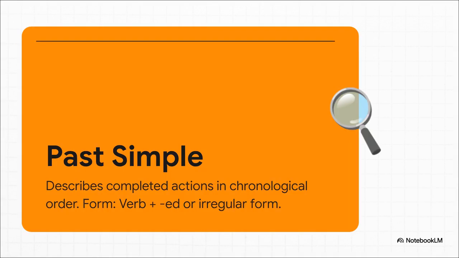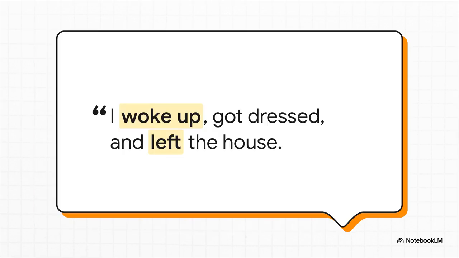Now, the form itself is usually pretty easy. You just add ed to the verb or you use one of those irregular forms. But its function is what we really care about. You use the past simple to list completed actions, one after the other, to create that core chain of events. For instance, look at this. I woke up. Okay, what happened next? I got dressed. And then I left the house. See how that works? It's a clean, clear sequence. First this, then that, then the next thing. This is your story's main timeline.